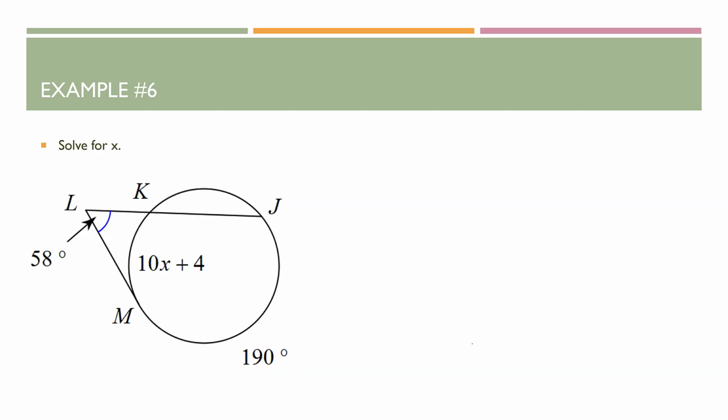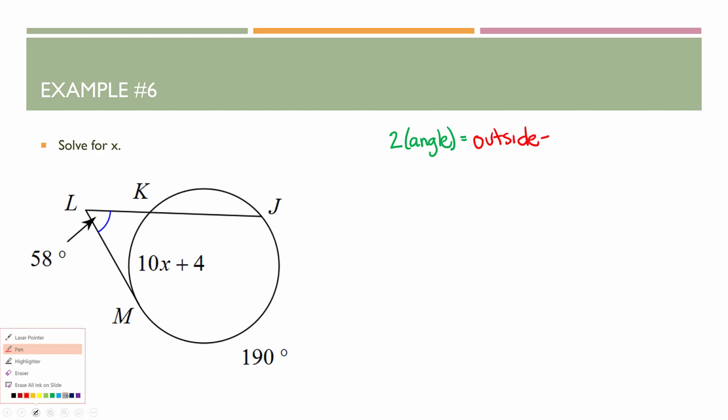Our last problem here. Okay. I want you guys to go ahead and set this up. 2 times the angle equals outside minus inside. So take a moment, hit pause if you need to, fill that in. Fill in the angle, the outside, and the inside.